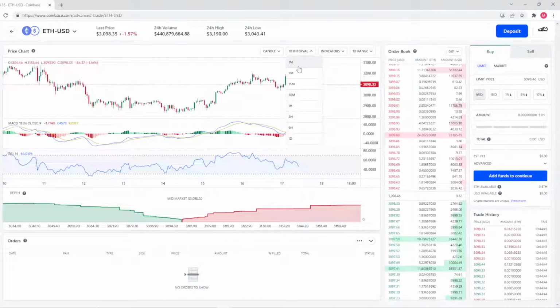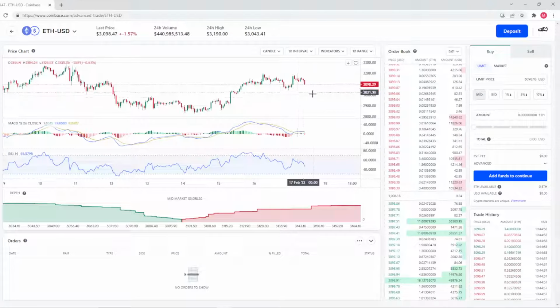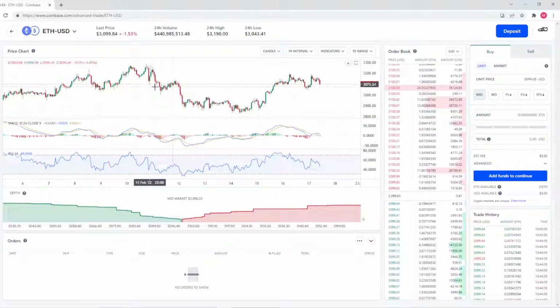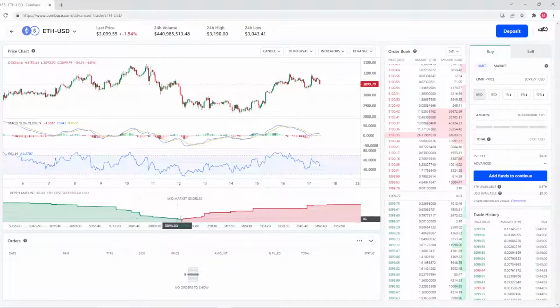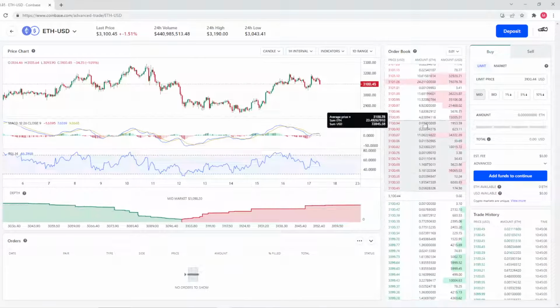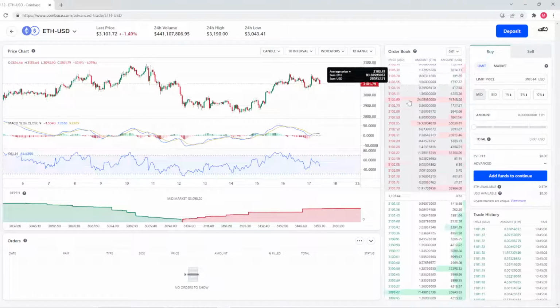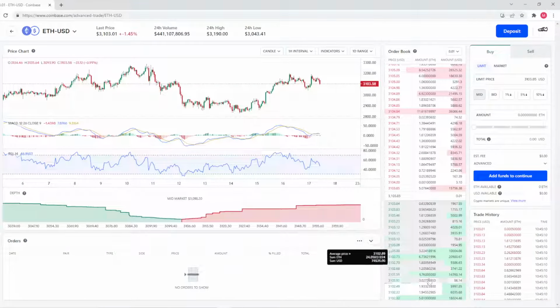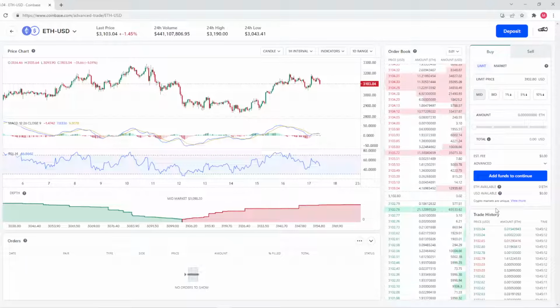You can set other intervals depending on the type of trading you wish to do. Me personally, I like a 4 hour candle, but I don't see that here. So we could just take a look at a 1 hour, and that's kind of where we're at. So we can see the depth in terms of the prices and the bids. And here in our order book, we have the sell orders as well as the buy orders below, and the overall trade history right here as well.